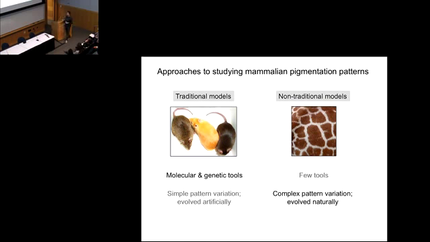So they don't have any molecular tools. It's not very practical to have a colony of giraffes in your lab. And so for my research, I try to sort of combine the best of both worlds. I try to study complex pattern variation that has evolved naturally in species that are accessible, but then I use some of the tools that have been developed in these model species to try to test some of these observations.